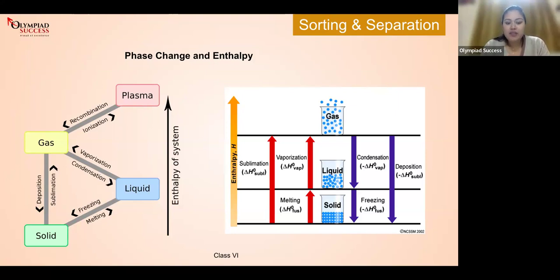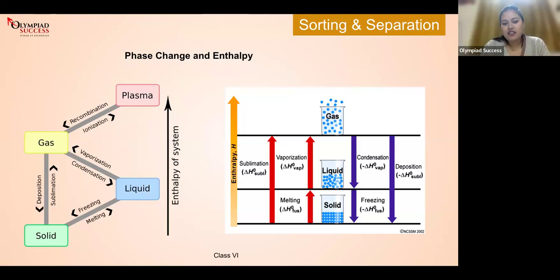Deposition, Naisha: sometimes what we do is to obtain pure crystals of salt. We will vaporize the salt and then directly convert it into solid. So that is deposition, gas into solid. Let's say you have salt and some sand particles in the salt. We will heat up the mixture. Sand particles will be left behind. Salt will vaporize, and then that vapor will be directly converted into crystals of solid salt. So we obtain pure substances.